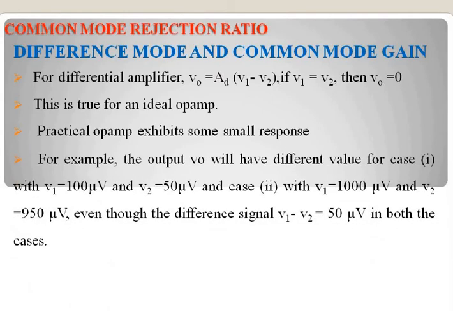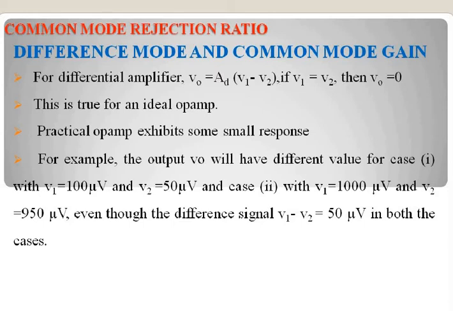See here, I have taken two cases. In the first case V1 is 100 and V2 is 50, so the difference is 50 microvolt. Similarly, in the second case we have taken V1 1000 and V2 950. The difference is also 50 microvolt. In both cases V1 minus V2 is 50 microvolt. So according to the first equation, V0 equals AD into V1 minus V2, if the difference is the same, output voltage should remain the same. But we can see that output V0 will have a different value in both cases.